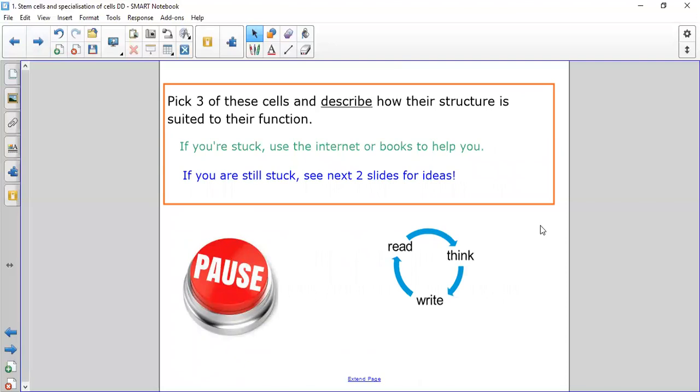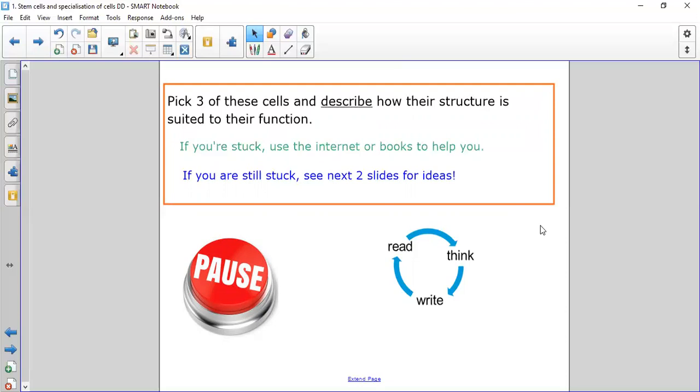Okay, right, now we want to pick 3 of those cells that you've already spoken about and describe how their structure is suited to their function. How is the structure of those cells suited to the job that they do? The sperm is a nice easy one to do. You could maybe think about that first.